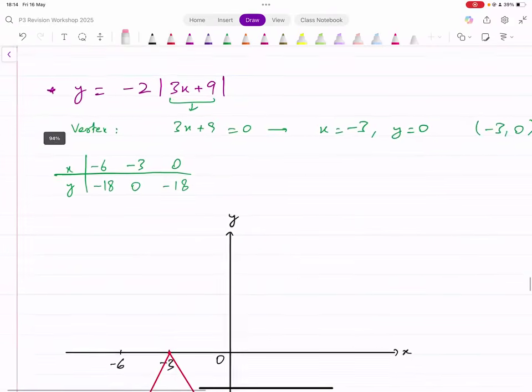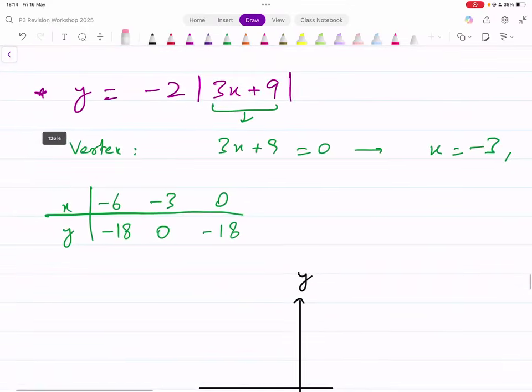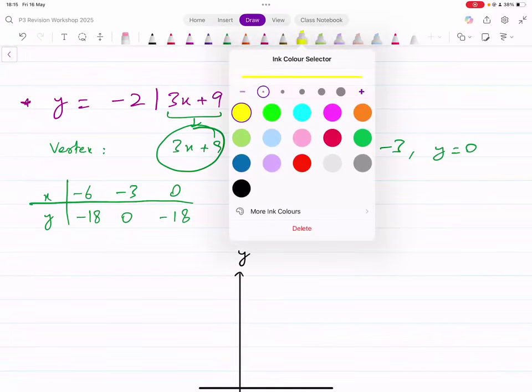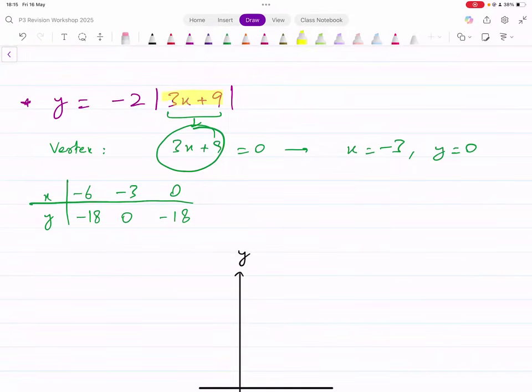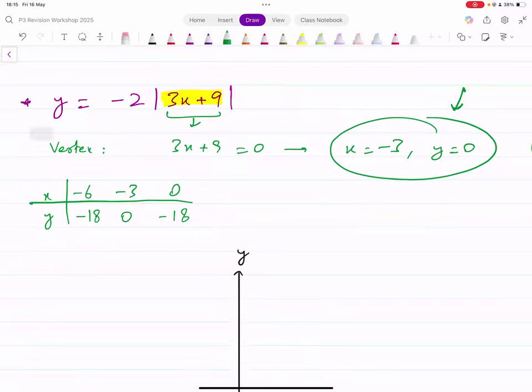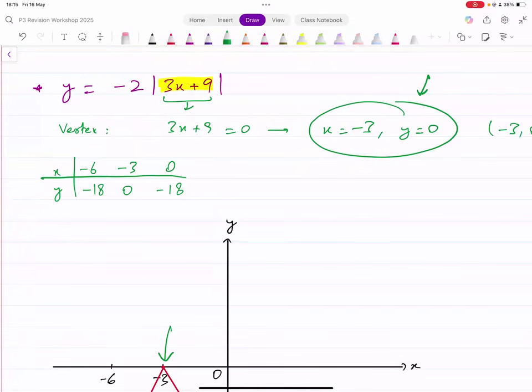If you have this example, if you had to sketch the graph of this function, what would you do? You find the vertex first of all. How do you do that? Whatever is inside the modulus, you put that equal to 0. Put 3x plus 9 equal to 0. And that gives you x equals -3, and the corresponding y value is 0. That's your vertex. You can mark that point here. This is the vertex.